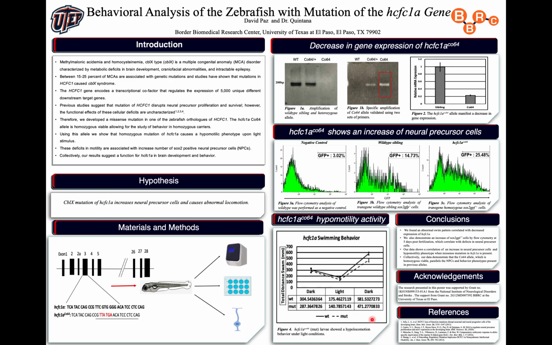Collectively, our data suggests that the Co64 allele, which is homozygous viable, parallels the neural precursor cell and behavior phenotypes present in previous alleles.